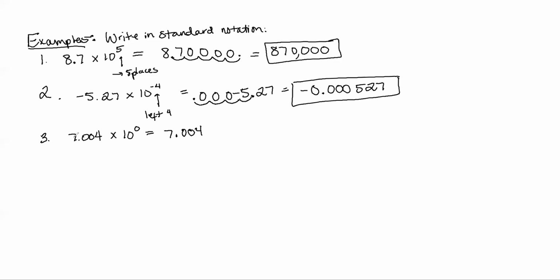So this one, it just happens that the scientific notation is the same as the standard notation. The other way to think about this is, what is 10 to the 0, or any number raised to the 0 power? 1. And 7.004 times 1 is still 7.004. But typically you don't see these zeros. You'll usually see ones where it's a positive or negative number.